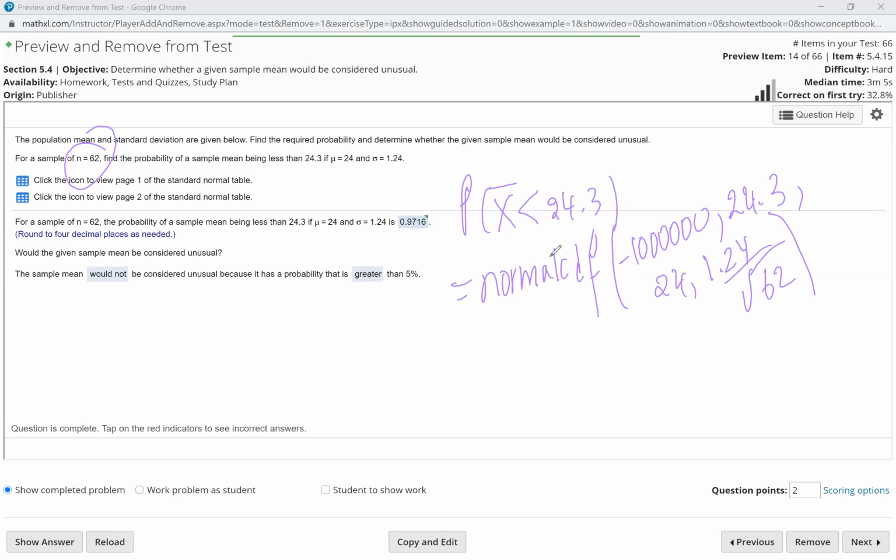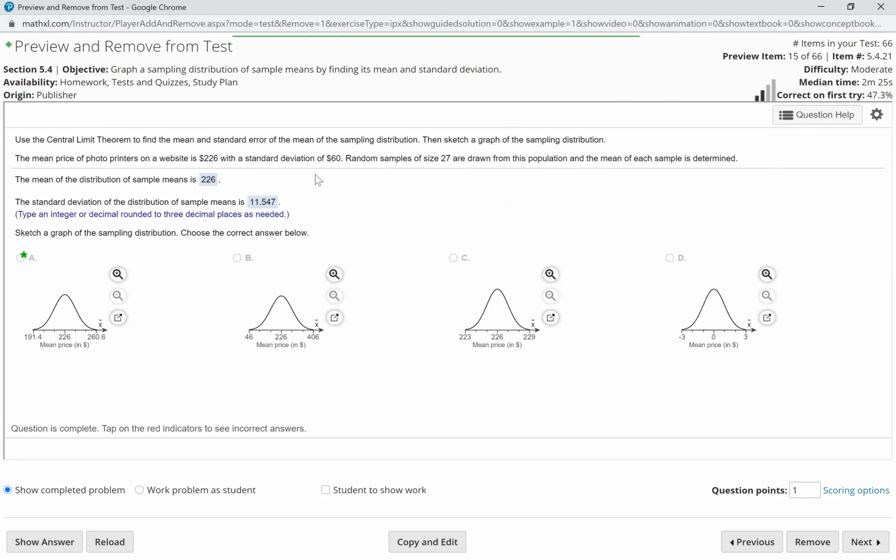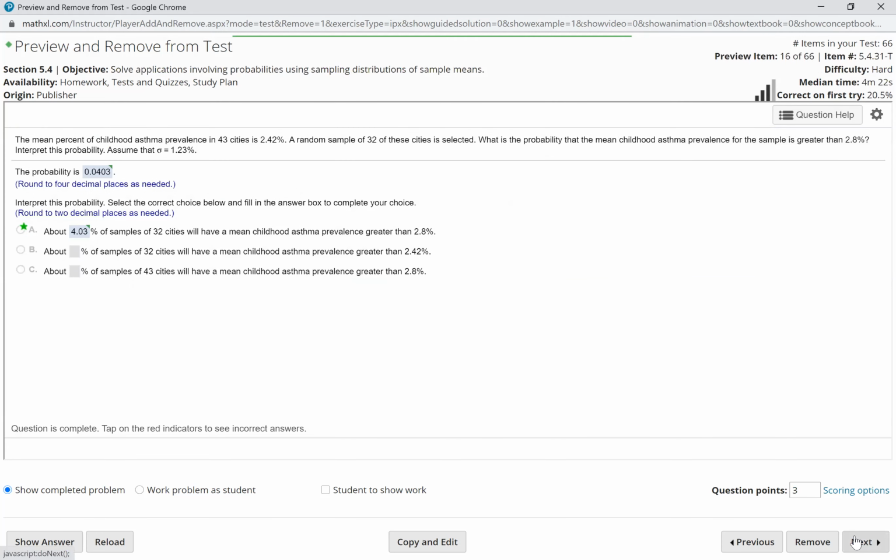Okay. This is not unusual because the answer is more than 5%, as you notice right here. Next. Okay. Another example on this central limit theorem chapter. The mean is the same as the mean. The standard deviation will be 60 divided by square root of 27, the sample size right here. Another question from section 5.4, just similar to what I did.